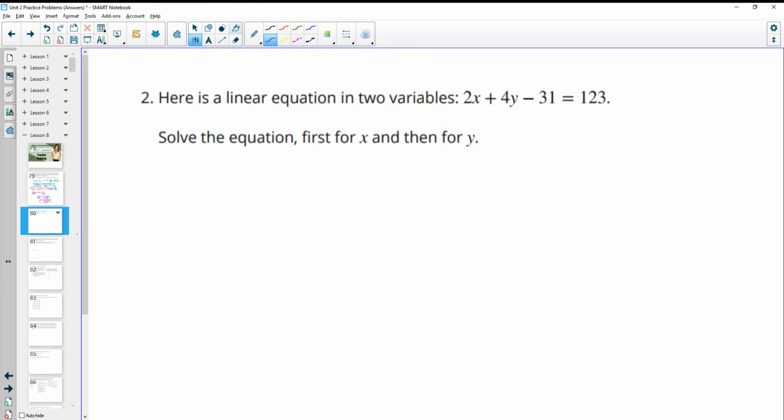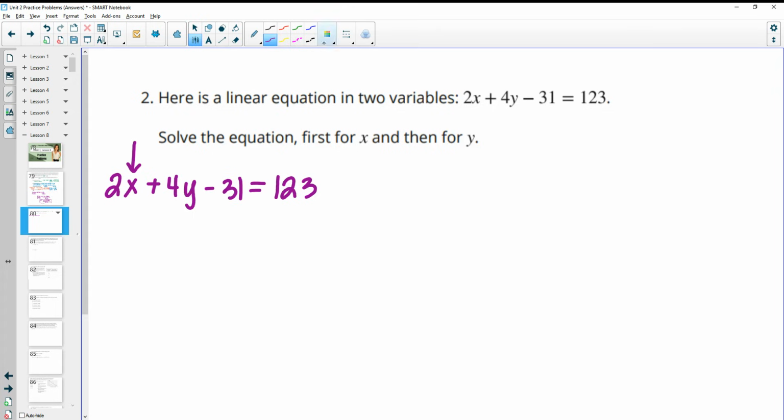Number 2, here's a linear equation in 2 variables. Solve the equation first for x, then for y. So I'm just going to write the equation down here: 2x plus 4y minus 31 is equal to 123. In this case, we're going to be solving for x. We want to leave x on the left-hand side and bring the other stuff over.